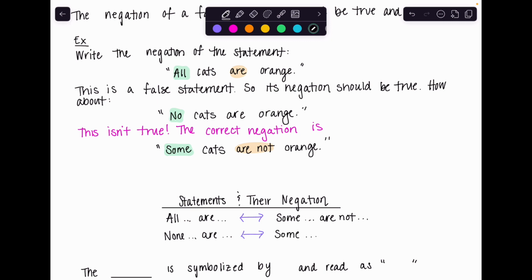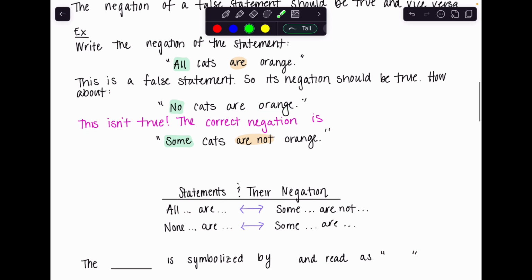And none are, I mean, that's kind of the same as saying are not, would change then to are, or in this case it technically stays the same. Okay. So if you think about this phrase back here, no cats are orange, the negation would be, well, some cats are orange, and that is a true statement.